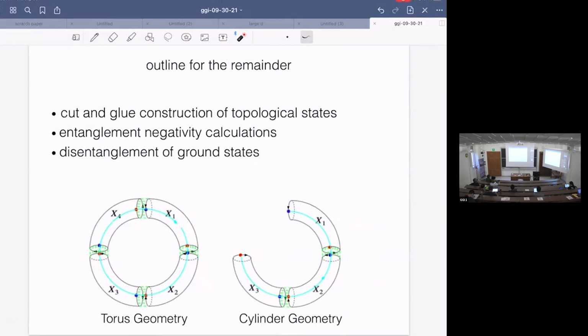Okay, so that was really the summary, and now let me try to argue or justify some of those statements. What I'm going to do is tell you how I'm constructing these states, using the so-called cut and glue construction. Then, depending on the time, I'll give you a little flavor of how the calculations go. If there's not enough time, we can skip. And then in the final part, I'll give you intuition for why disentanglement occurs, at least in one case, but not the other.